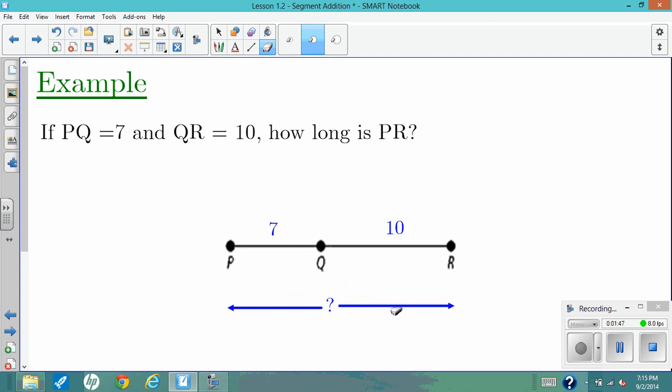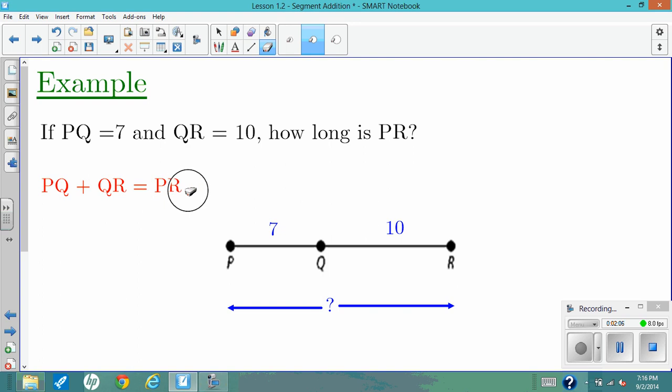You can use X, like from algebra, and these two rays show me that I'm looking for the length of P to R. So now I can set up an equation using the segment addition postulate to help me find PR.